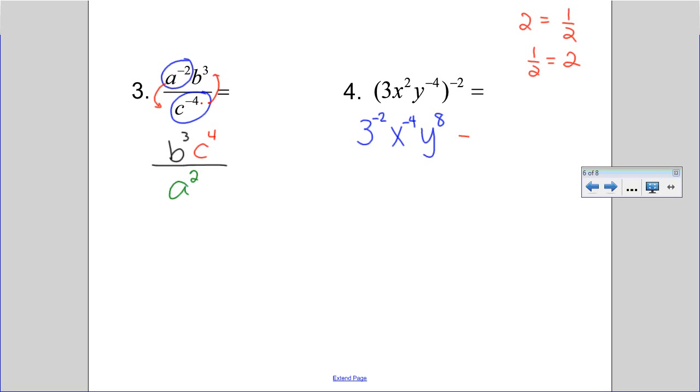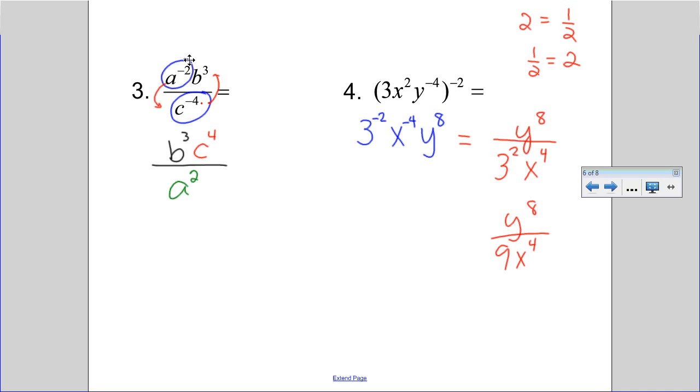So what's going to stay in the numerator here? y to the 8. What's going to be in my denominator? 3 to the second and x to the fourth. So Grace, you are going to need to evaluate that 3, but it's going to be with a positive exponent. And more than likely, you're not going to need your calculator for 3 squared, right guys? So what I can do now is wrap this up with a final answer of y to the 8th over 9 x to the 4th.